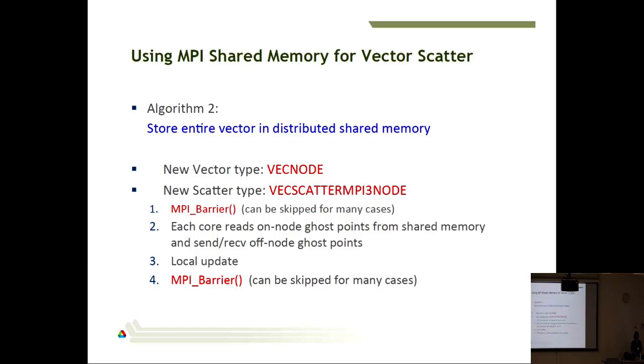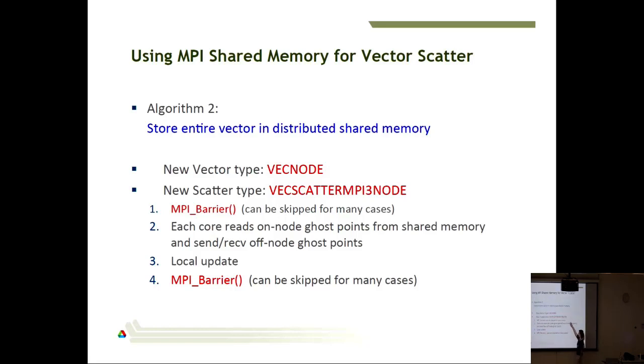Yeah. So here, the second algorithm we try is to store the entire vector in shared memory. So we introduce a new vector type called vector node. This is in the new PETSc release. And then we have a different vector scatter type, which we call MPI3. The old one is called MPI1. By default, we still use the old one because we haven't been convinced this is better.